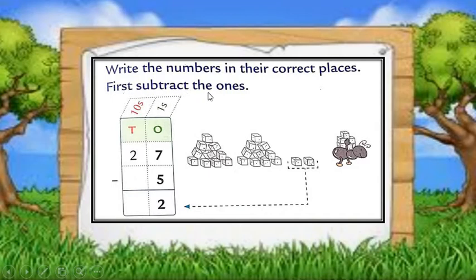First subtract the ones. Either we are doing addition or subtraction, we always start our counting from the ones place, from the right side of the sum. So 7 minus 5, we get 2.